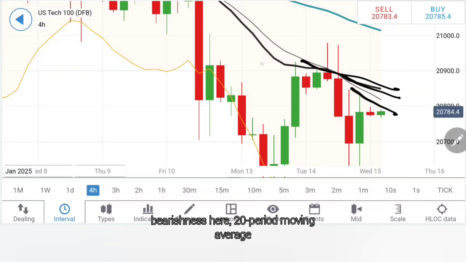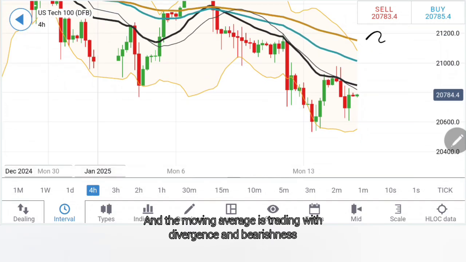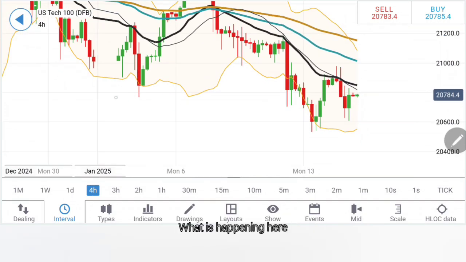Look at the 20 period moving average. See, none of the candles closed above the 20 period moving average, and the moving average is trading with divergence and bearishness. What is happening here? It is delivering lower highs and lower lows.